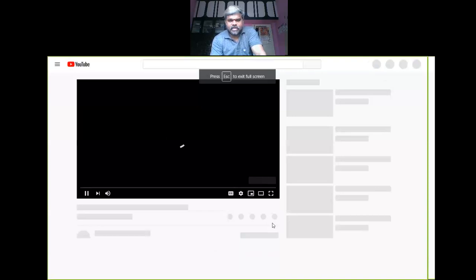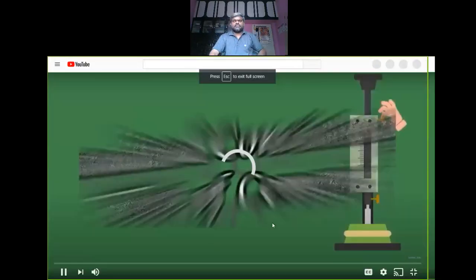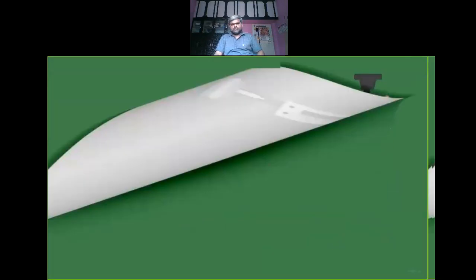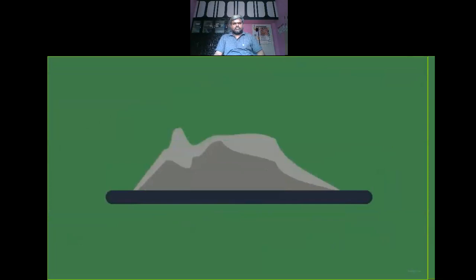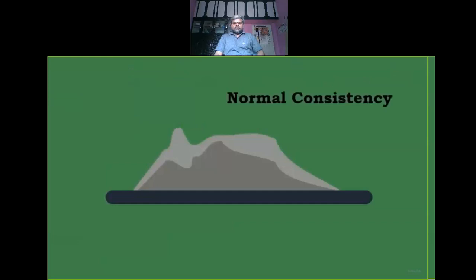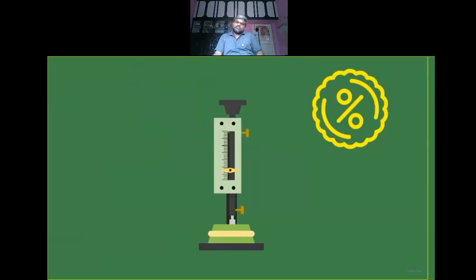This test may be called the heart of the cement. Standard consistency test. The standard consistency test is a test conducted to estimate the quantity of water. Normal consistency is defined as the percentage of water.